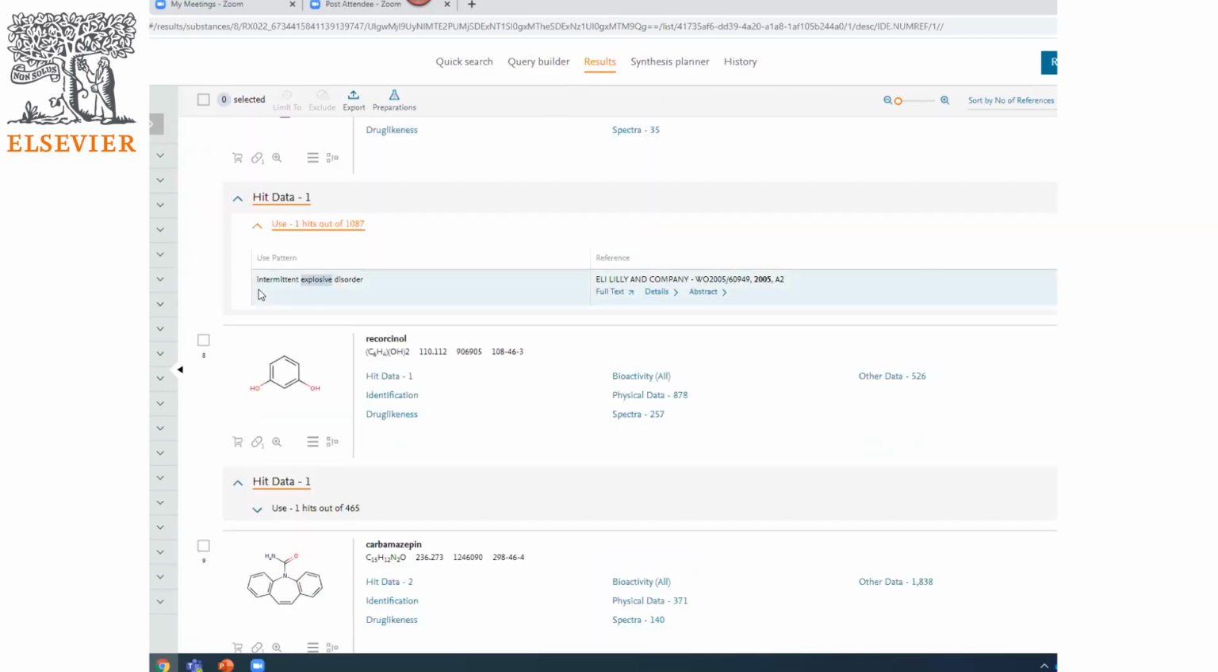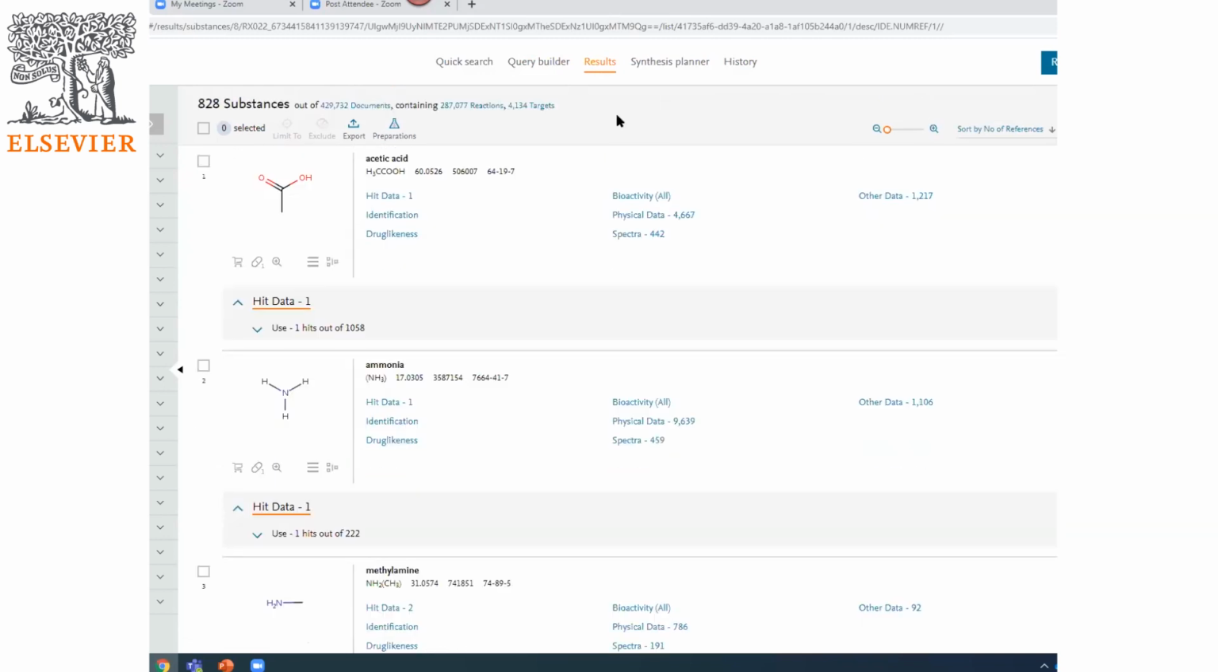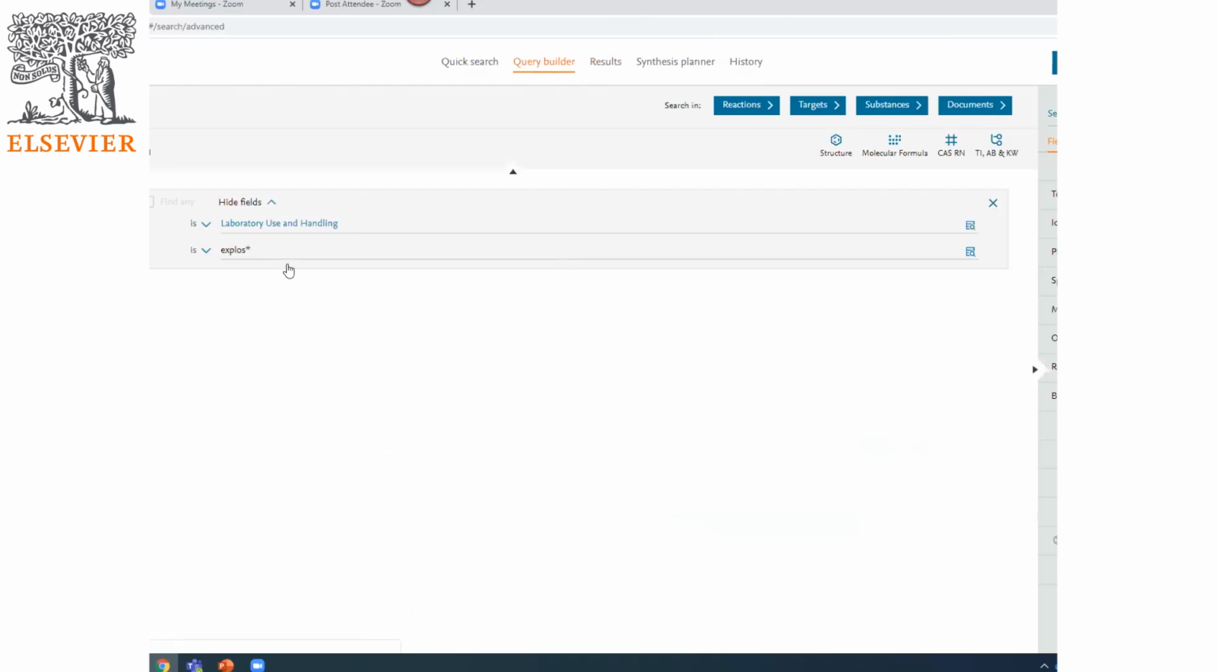You see, it refers to some disorder. When I did the search previously, I got another result, and it gave me an idea that I need to play with this word combination.